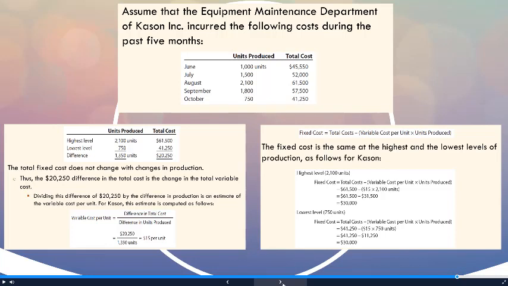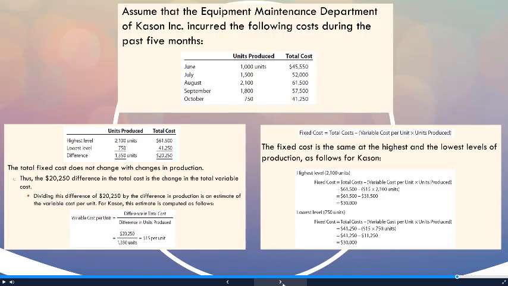Now we'll use our high-low method calculation to determine our variable cost per unit. We take our difference in our cost, which would be that $20,250, and we'll divide that by the difference in the units produced, which would be that 1,350. Now we know that we have a $15 per unit variable cost. And this will come to about the same number as long as you pick the highest set and the lowest set.